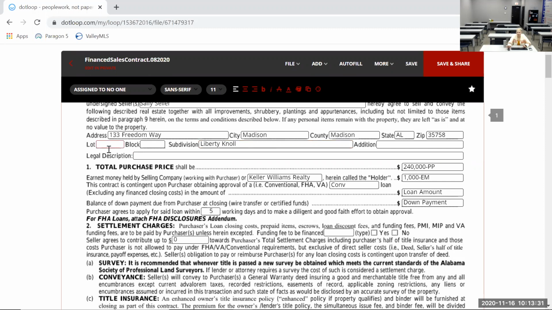And sometimes you'll have a lot and you won't have a block. So you can put like lot 25 block N/A. Or it might say lot 25 block 3, and you could put block 3 there.